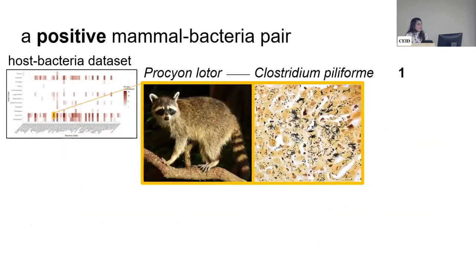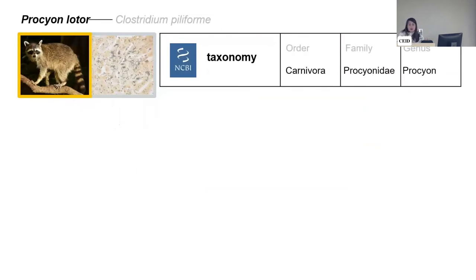I'm going to walk you through all those traits we collect for one of these mammal-bacteria pairs. This is one of my favorite animals, the raccoon, and it hosts Clostridium piliforme, which causes Tyzzer's disease in raccoons, as well as many domestic and wildlife species. First, we're going to talk about the raccoon.